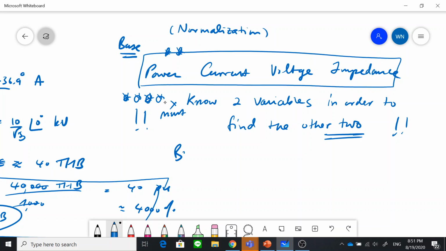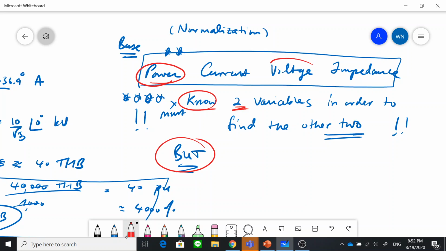Very big but. The quantities that we normally specify, the known variables, the known two variables, right? In per unit calculation, we should know power and voltage. These must be known for per unit calculation. Must be known.